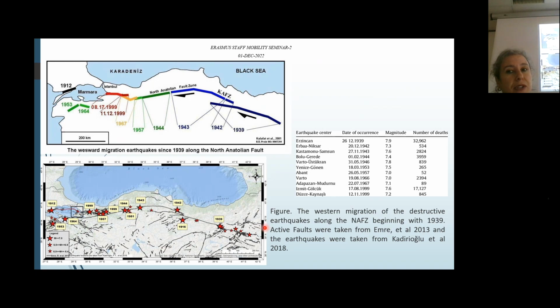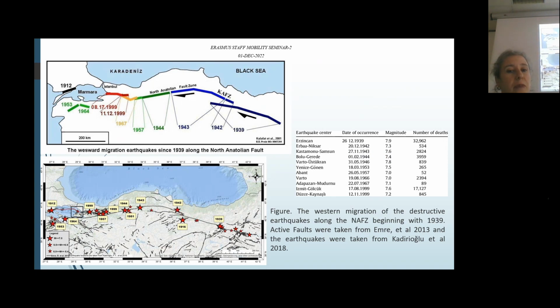At that stage, I worked on an area close to that surface rupture, called Erba, where an earthquake occurred in 1942 with a magnitude of 7.3 or so. But the important thing is that there is a seismic gap in that region, which I am going to show you. That's why we preferred to study there.